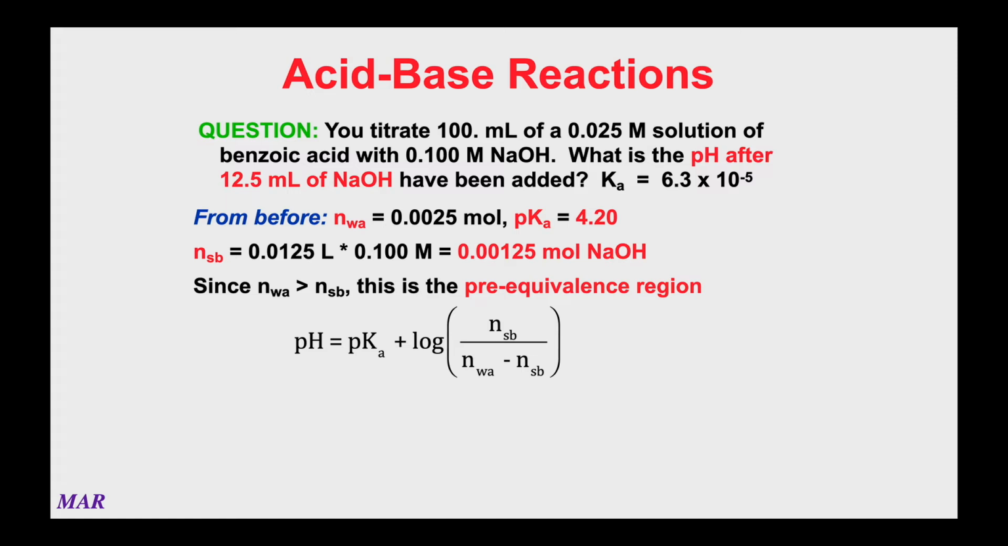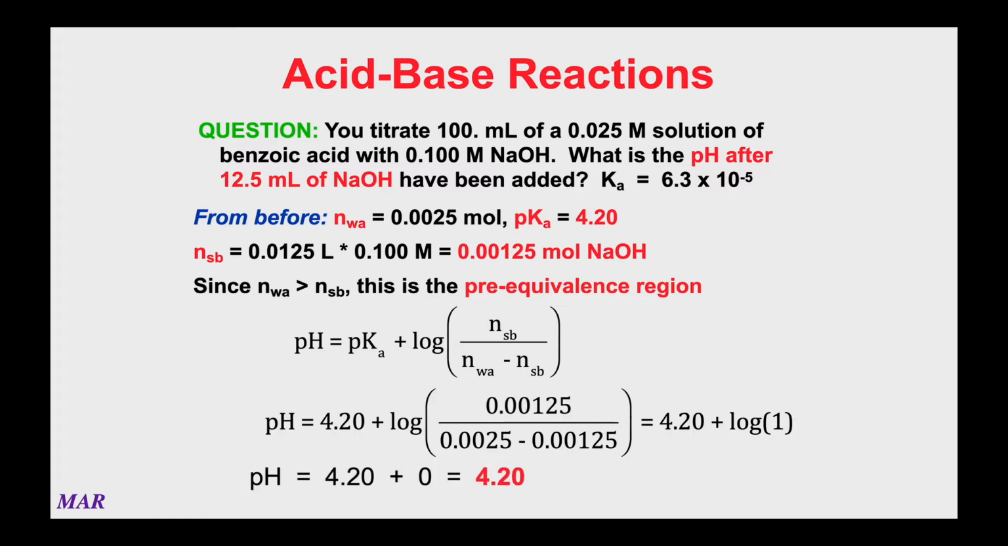We're going to use the same equation, but if you plug all those numbers in, notice how the denominator of the log part, 0.0025 minus 0.00125, comes out to be 0.00125. So you have 0.00125 on top, 0.00125 left over on the bottom. That's a log of 1. And in the logarithm world, log of 1 is 0. So notice at this point, pH and pKa are the same.